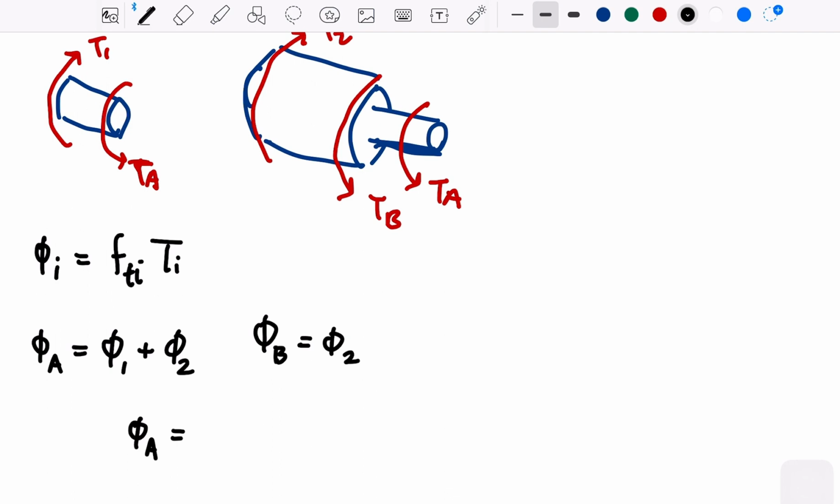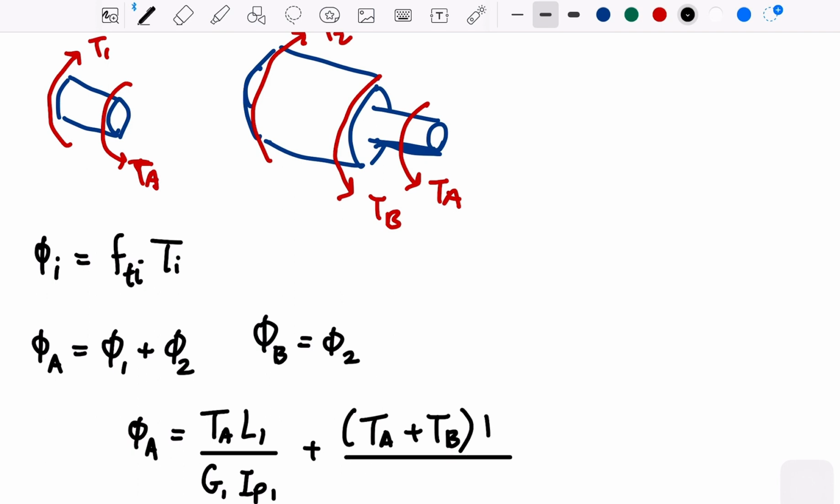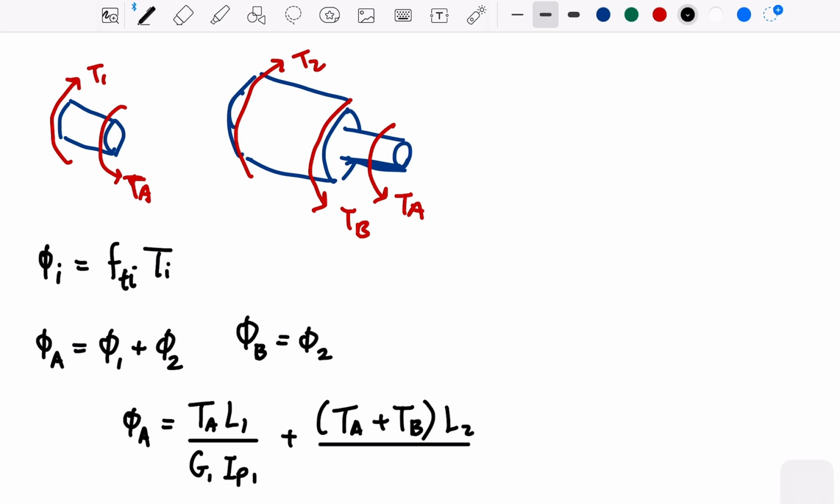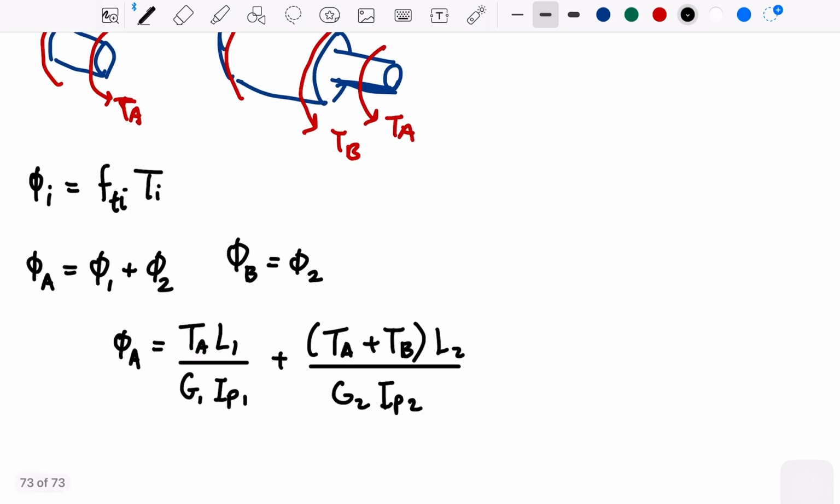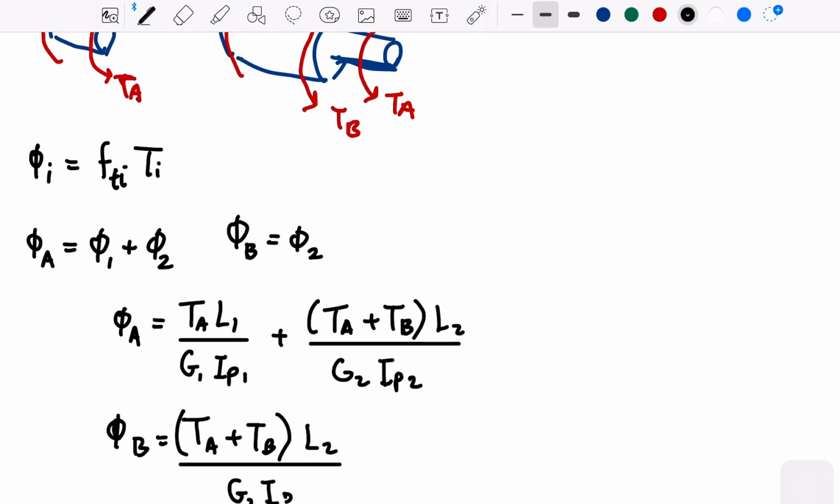So from this part we get TA L1 over G1 J1, the inertia for material 1, plus TA plus TB, L2 over G2 J2, the inertia 2, and then the twisted angle B is TA plus TB, times L2 over G2 J2, okay.